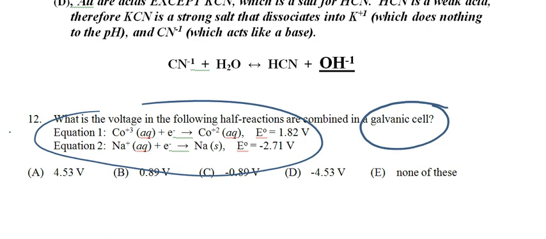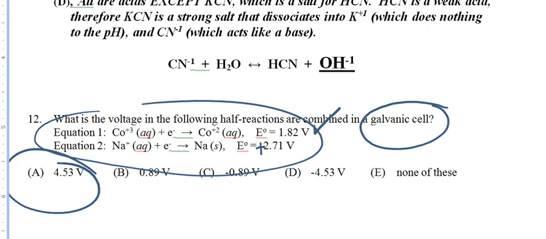So what we need to do is take a look at who is the most positive. Well, that one is positive. So we're going to leave equation 1 alone, and we're going to flip equation 2. So that'll change the sign from a negative to a positive 271. So it looks like A is our best option without doing any math.